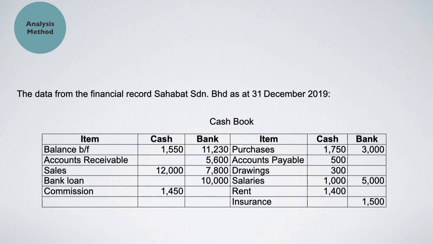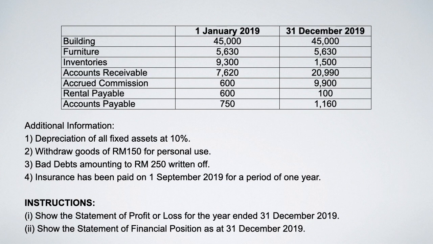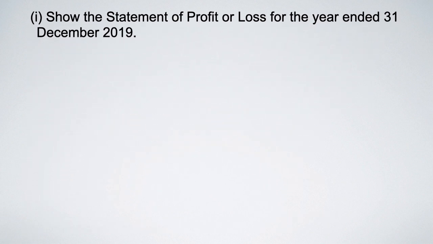Okay, please refer to these questions. The question is attached below, the link for the questions. You can get the question below. Okay, so we have more complicated questions. First, you will be given this cash book and lots of additional information. So see how we answer these questions. The first question asks you to prepare the statement of profit or loss for the year ended 31st December 2019.